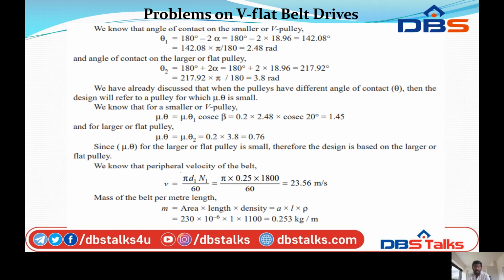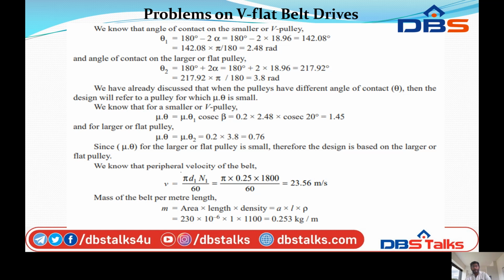We know that the peripheral velocity of the belt, V, is equal to pi d1 n1 by 60. Substituting the values, that is equal to pi into 0.25 into 1800 by 60. So we can calculate the velocity, V is equal to 23.56 meters per second.